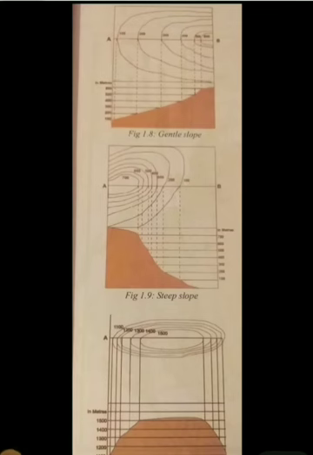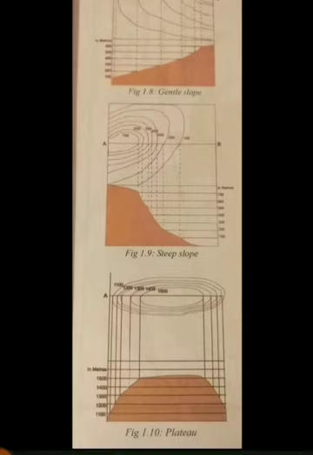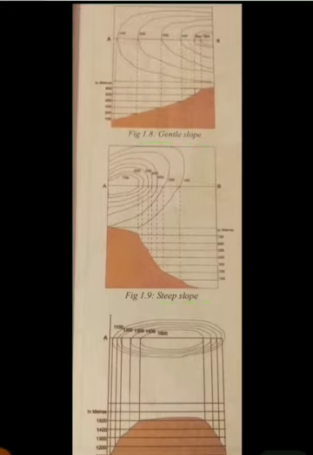See, three slopes are here: gentle slope, steep slope, plateau. Contour lines are usually drawn at fixed intervals of height such as 20 meters, 50 meters or 100 meters. Uniform contour intervals are maintained between the lines on a given map. See the map over here.